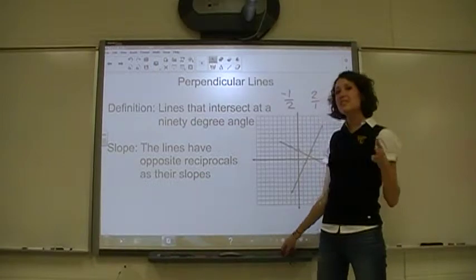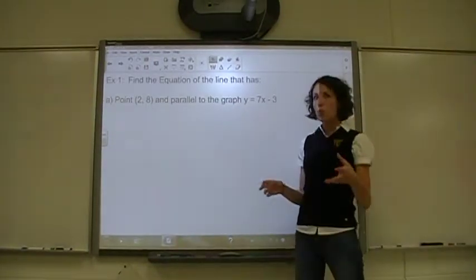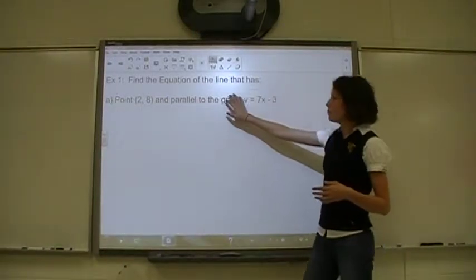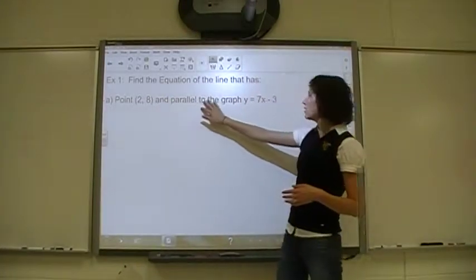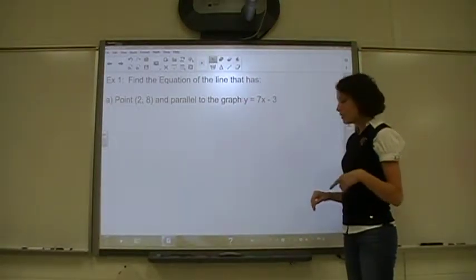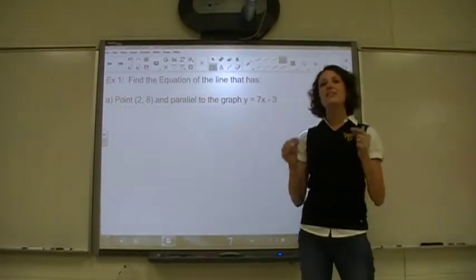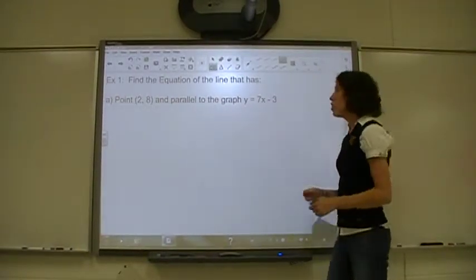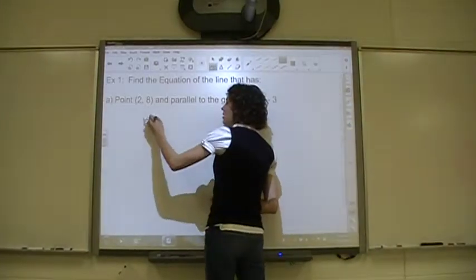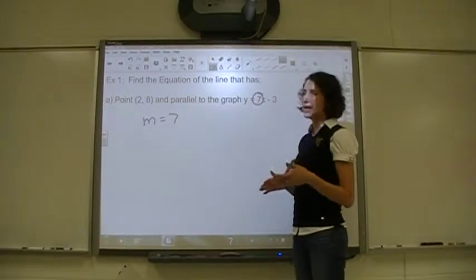So let's go ahead and get to some examples about how we're going to use parallel and perpendicular lines when finding equations of lines. Find the equation of the line that has a point (2, 8) and is parallel to the graph of y equals 7x minus 3. So remember, parallel lines have the same slope. So all I need to do is steal this slope right here. So m equals 7. It stays the same because parallel lines have the same slope.